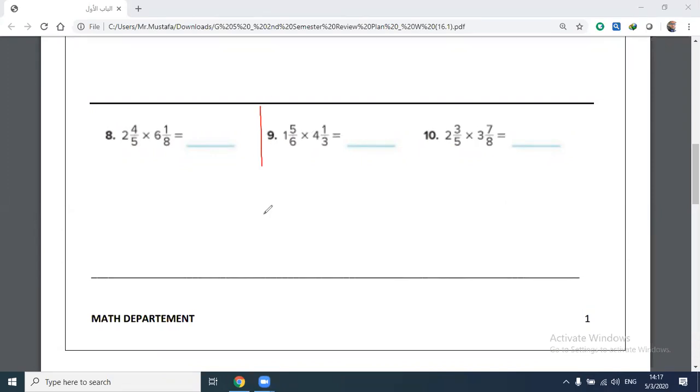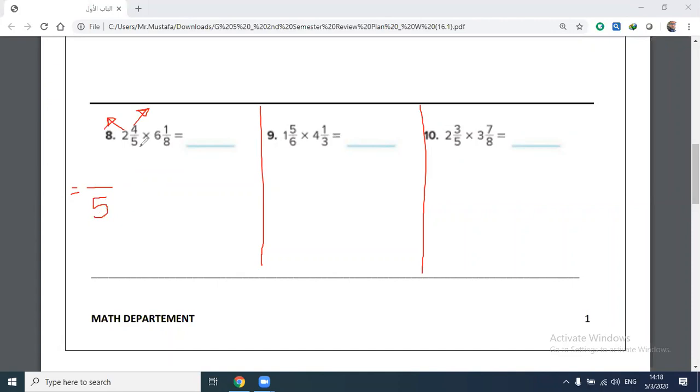Don't worry. Here I have mixed by mixed. Before multiplying mixed numbers, convert or change each mixed number to an improper fraction. A mixed number, as we learned before, contains a whole and a fraction. This is called the whole, and this is the fraction. At the beginning, change the mixed number to an improper fraction. The first step: keep the denominator. What denominator do I have here? 5.